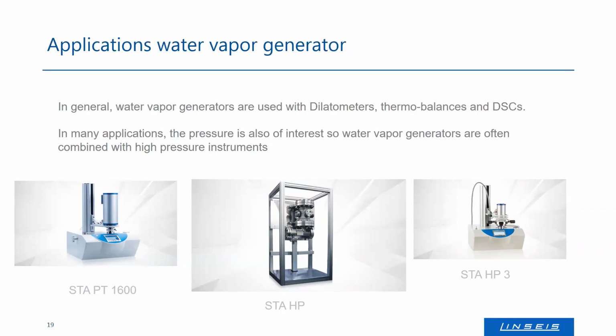Therefore, most people who use that have applications in the high pressure range. They use thermal balances, but they also use very frequently high pressure STA. So this is our high pressure STA, or the smaller version, the STA high pressure number 3, which is a tabletop pressurized instrument up to 50 bar. So these are the instruments where the water vapor generators we sell are used mostly.